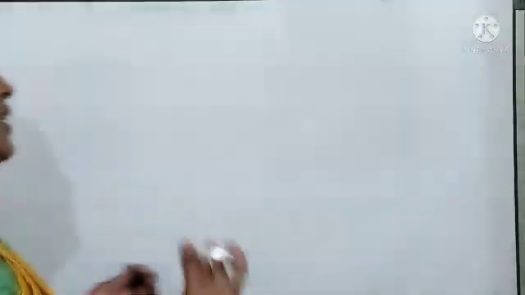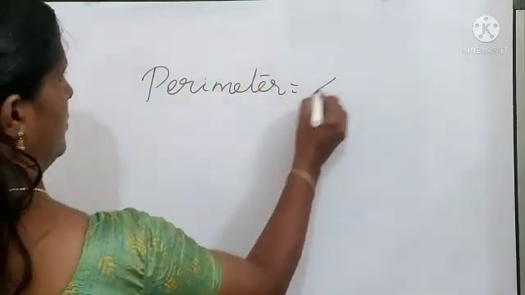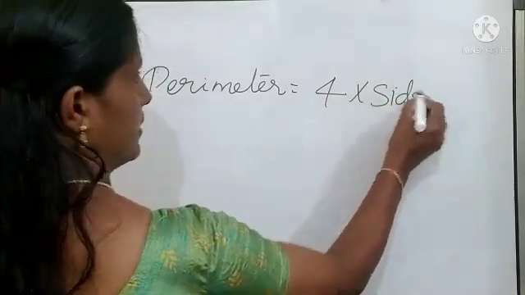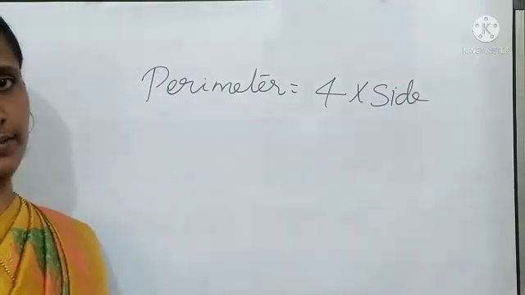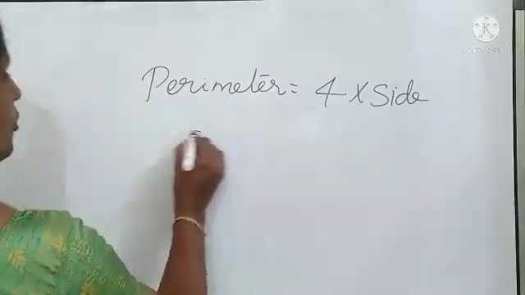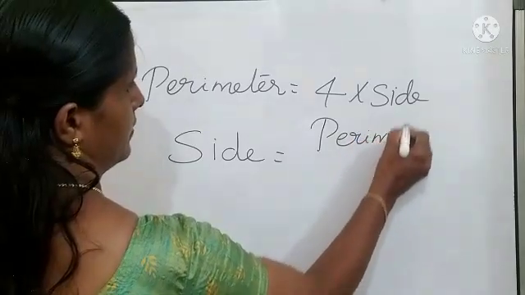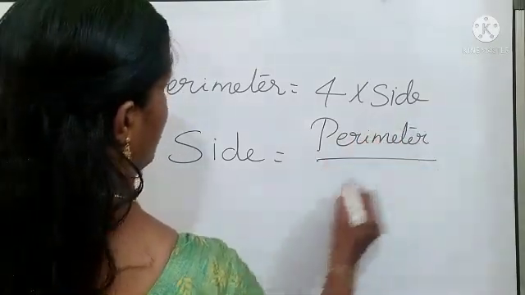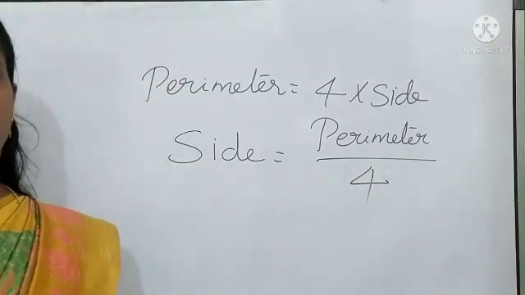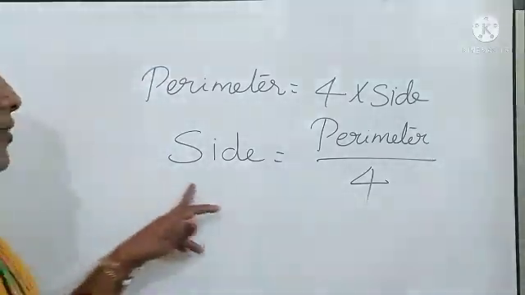If the perimeter is given, how can we find out the side of the given square? How can we find out? Yes, the perimeter is given. We know that perimeter is equal to 4 into side. But in your question, the perimeter is given. So how can we find out the side? The formula is side equal to perimeter divided by 4. Understand? We are dividing by 4. So we get the measurement of the side.